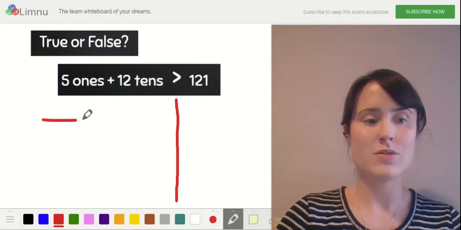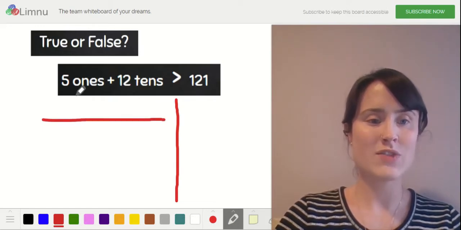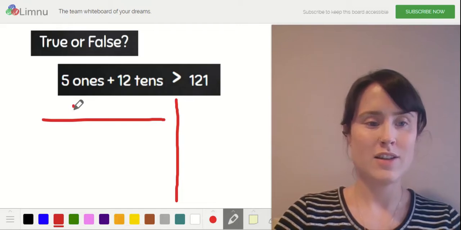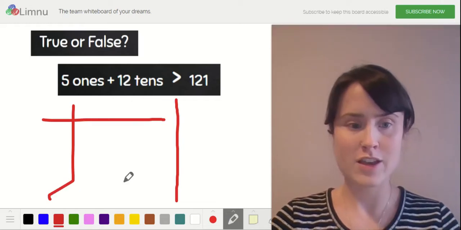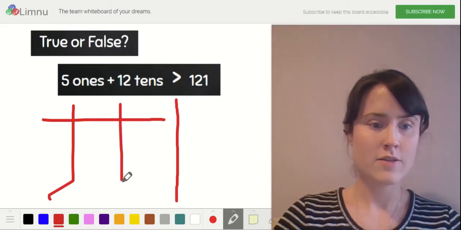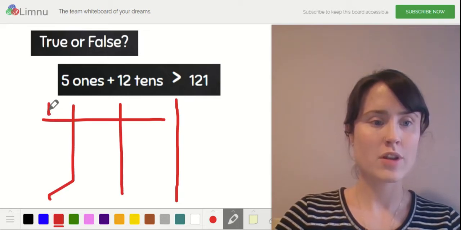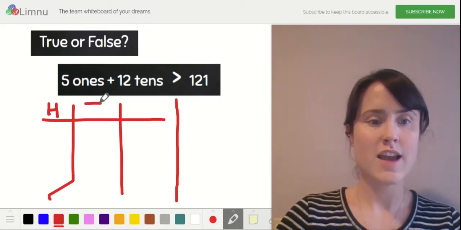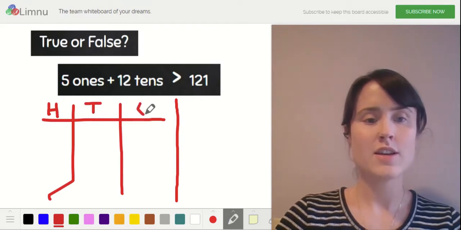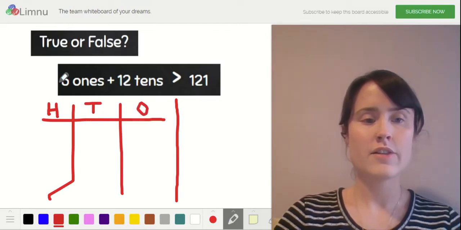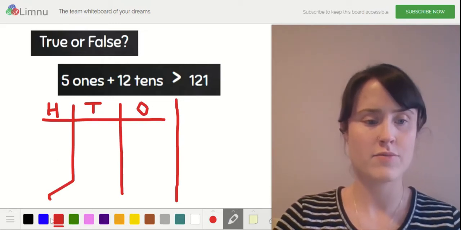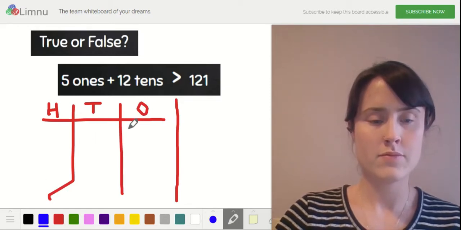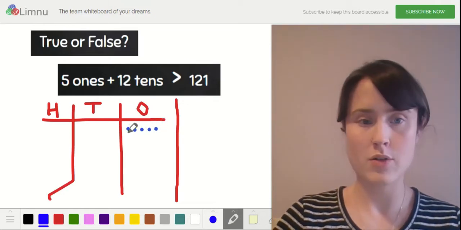Set up your place value chart because I see some place value words like ones and tens, and we need to find out what's the value of this side. So I'm going to label hundreds, tens, these are our place values, and ones. All right, go ahead and sketch 5 ones plus 12 tens in your chart. Try to keep it super neat and organized like Miss Flaherty.